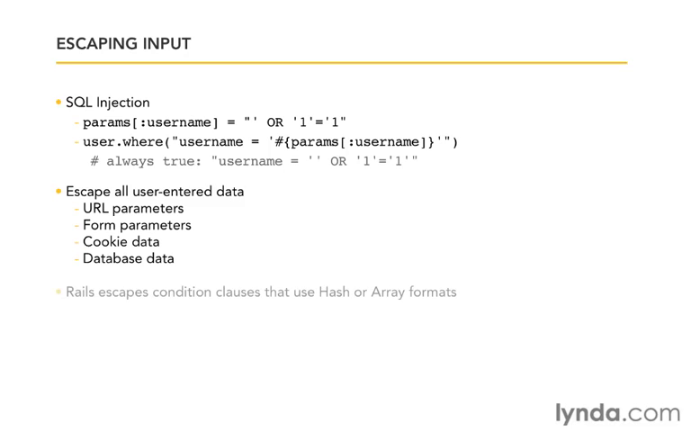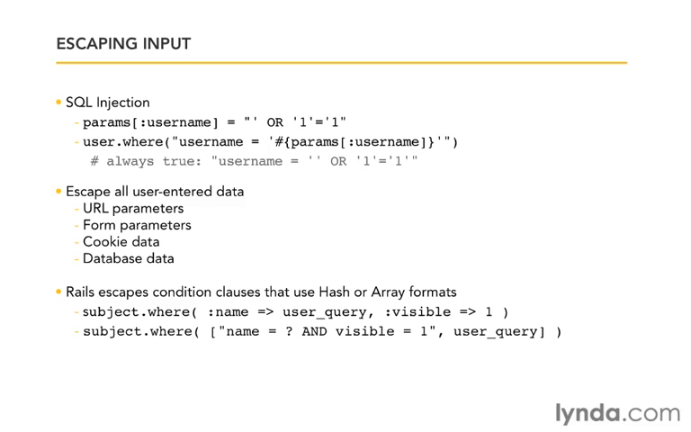Now, as we saw earlier, Rails escapes condition clauses that use hash or array formats. So for example, if we let the user do a search for different subjects, we would have subject.where, the name is equal to whatever the user had submitted, and visible is equal to 1. And Rails would then automatically escape those values before constructing the SQL string.